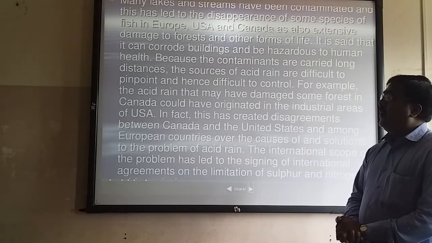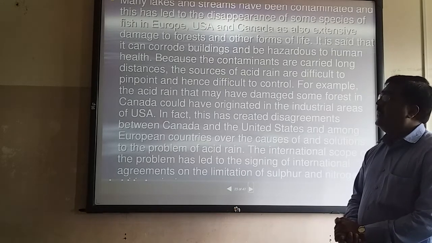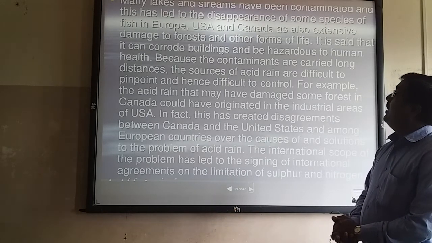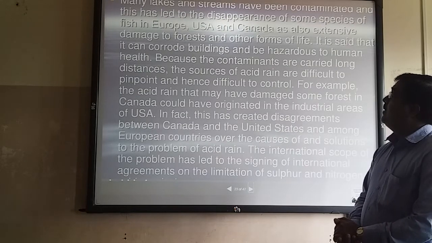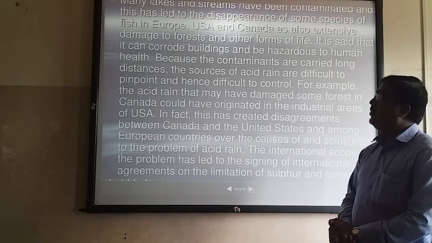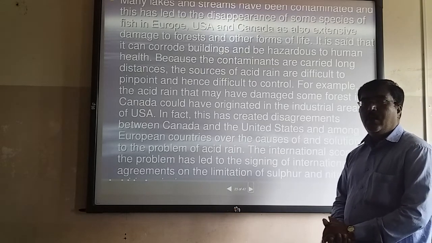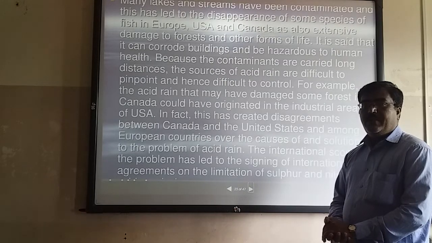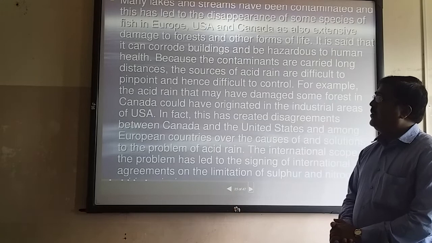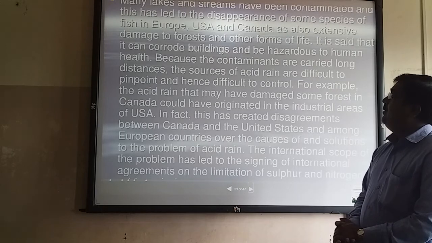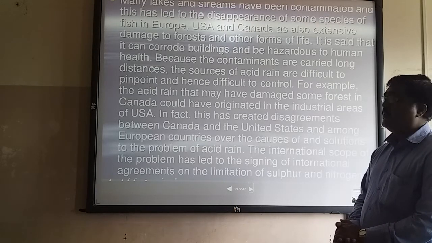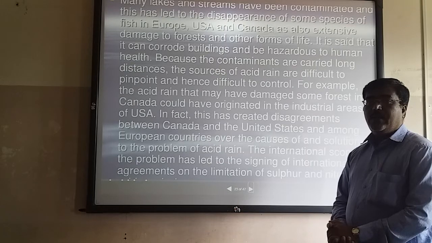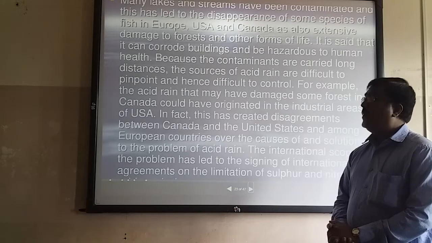So we know the causes of acid rain in water. Many lakes and streams have been contaminated. This led to the disappearance of some species of fish in Europe, USA, and Canada. You can also see some species of frogs, amphibians, and reptiles disappearing. There is also extensive damage to forests and forms of life, so they will be endangered. Due to this type of pollution, they do not live in that area.